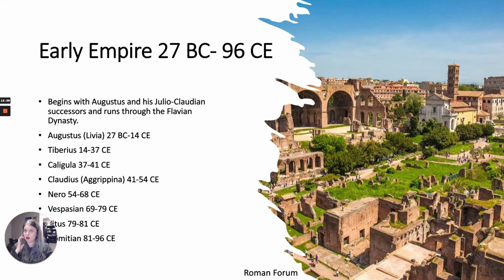So then we get into the early empire from 27 BC to 96 CE, and this begins with Octavian Augustus and his Julio-Claudian successors. So like when we were talking about Egypt, we have a dynasty system, meaning that the title is passed on hereditarily, right? You have heirs.